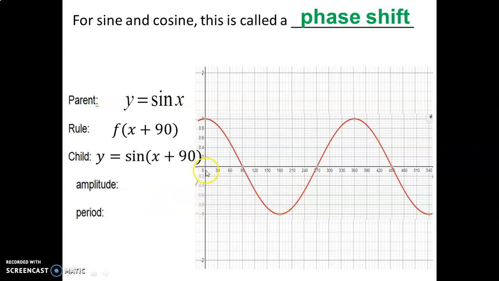And the amplitude of this one and the period are unchanged because we've just shifted it left and right. The amplitude is still 1 and the period is still 360. It's just been moved over. The actual shape of it has not changed.